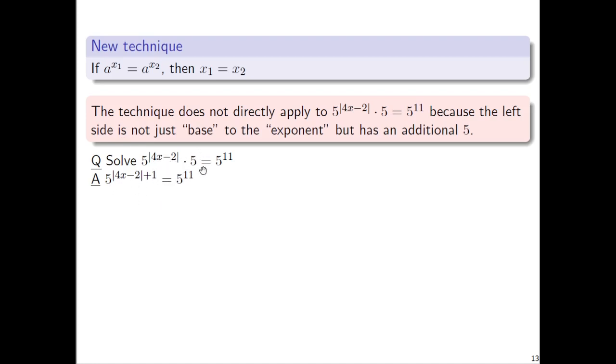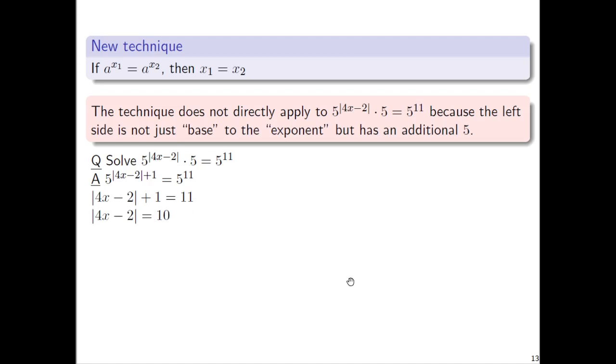Okay, now the shape of the problem is there's a single base and single exponent on each side. I mean, the exponent's a big mess, but it's base raised to an exponent equals base raised to an exponent on each side. And luckily, the bases match. We have a base of 5 on each side, so we can set the exponents equal. Again, no slashes through the 5s. But now we have absolute value of 4x minus 2, close the absolute value, then plus 1 is equal to the other exponent, which is 11.